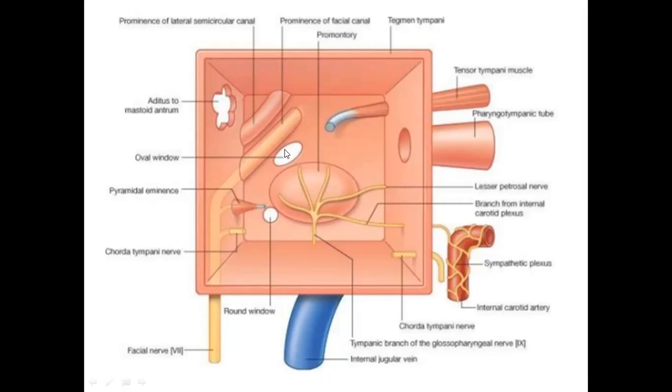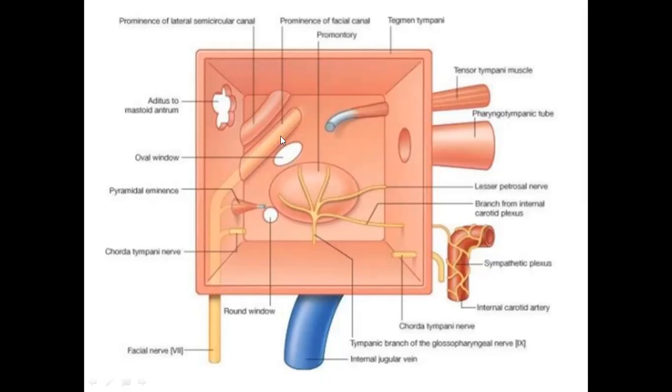So whatever sound waves transmit to the oval window, it passes to the scala vestibuli, then scala tympani, and this causes the bulging of the round window. And this round window is also called the fenestra cochleae, and in the inner ear it is attached with the scala tympani.